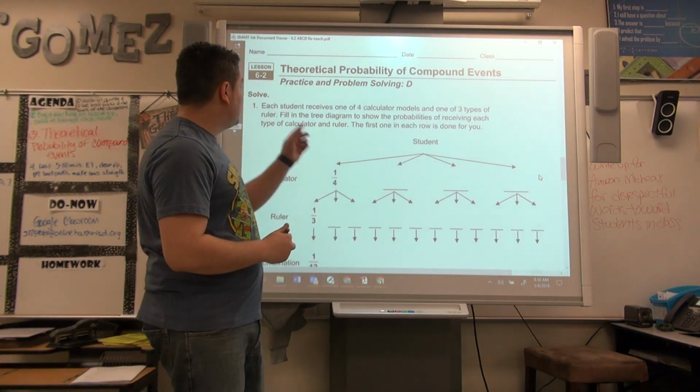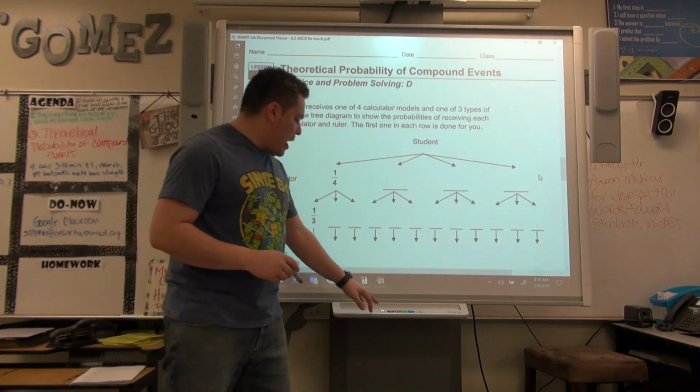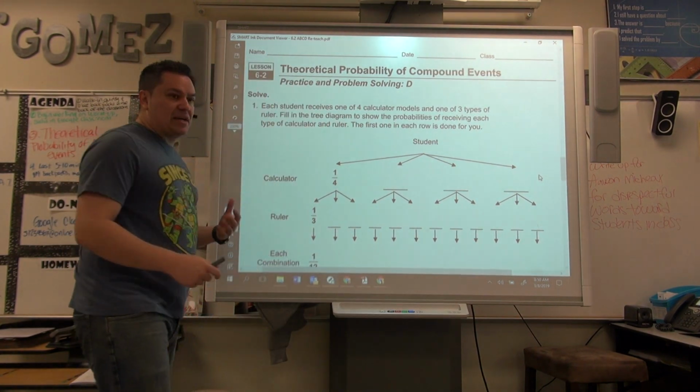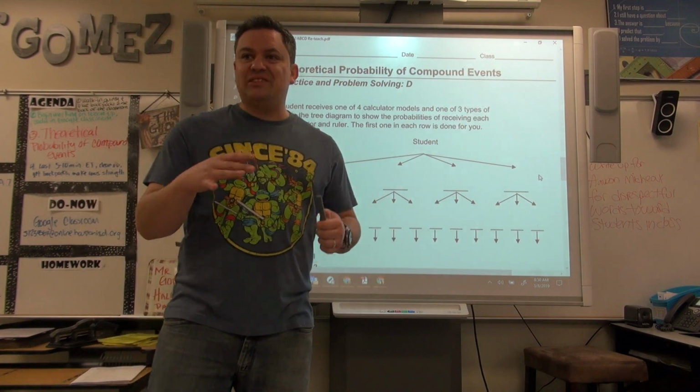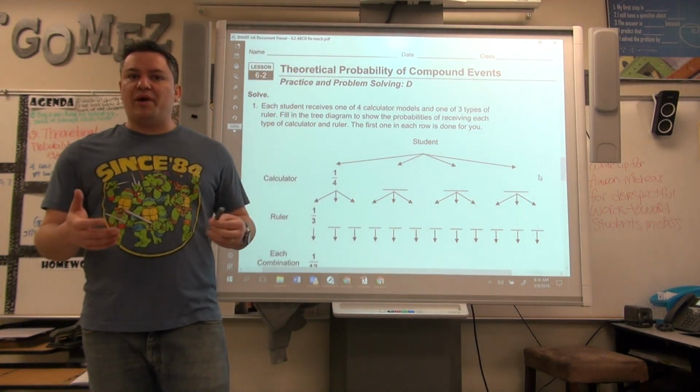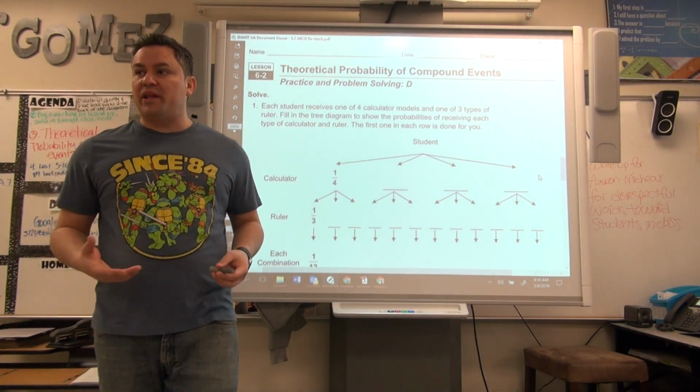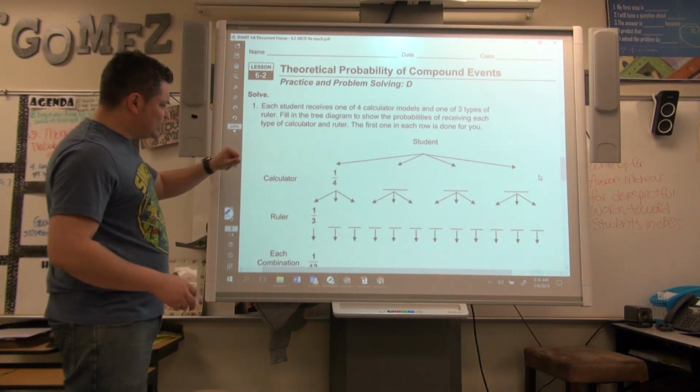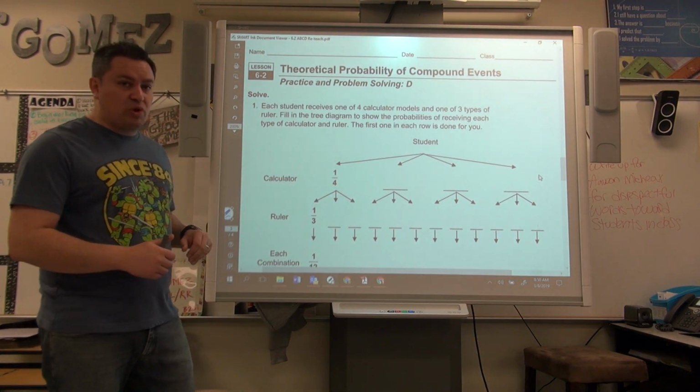Today we're going to talk about theoretical probability of compound events. That means we're going to do a few more different samples of how we can get the probability of more than one thing happening. Okay, in this case, we have what looks like a tree diagram that we've got to fill out.